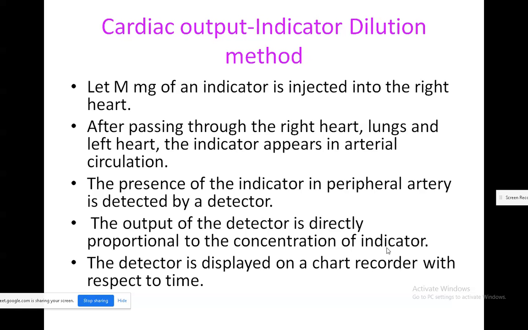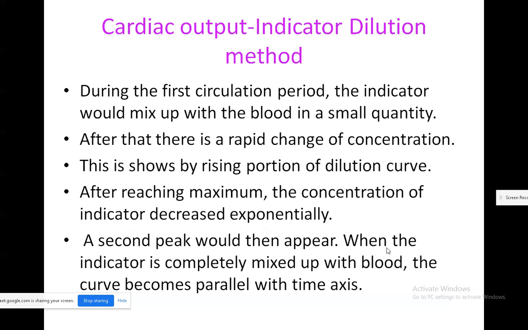The detector output is displayed on a chart recorder with respect to time. So the measured concentration level will be displayed in the chart recorder with respect to time. Concentration will be on the y-axis, and on the x-axis you will have the time period. So with respect to time, you will be getting the concentration level of the indicator.